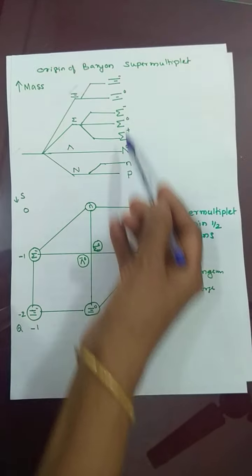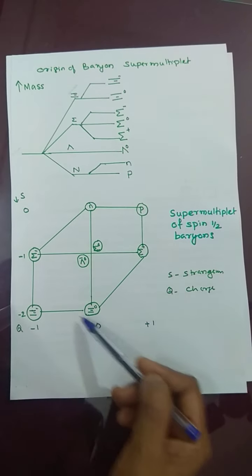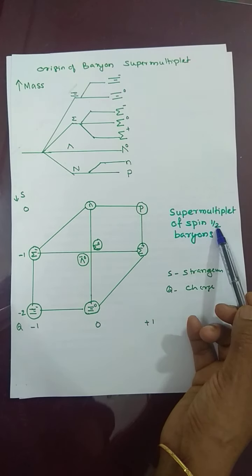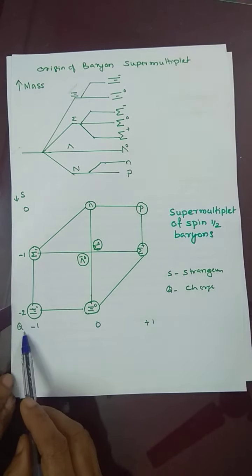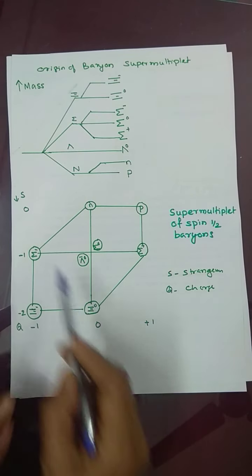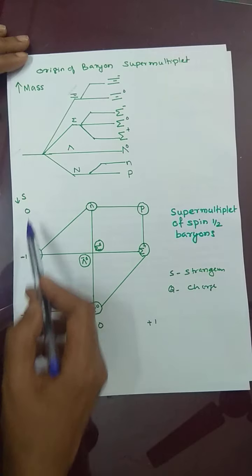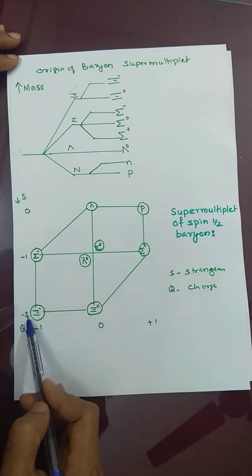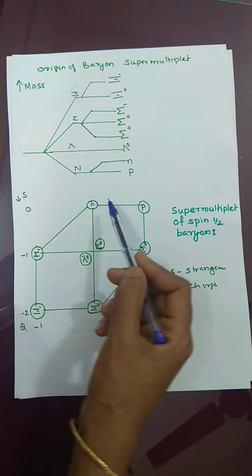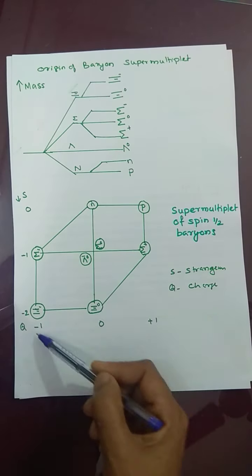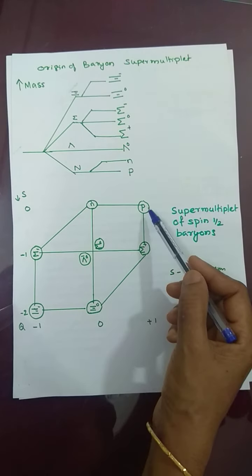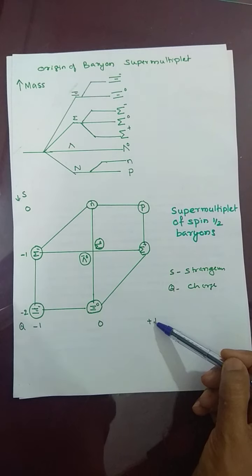So this can be represented in a super multiplet form. This is another way of representing the super multiplet of spin half baryons. Here I have shown the charge varying from -1, 0, +1 and strangeness 0, -1, -2. In this order, with strangeness 0 and charge 0, you have the neutron. Then you have the proton, which has strangeness 0 and charge +1.